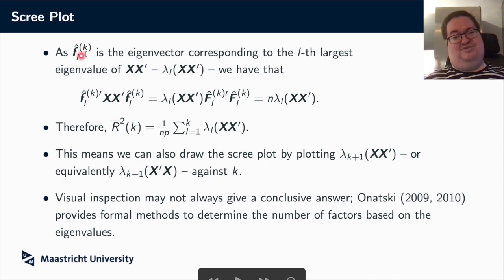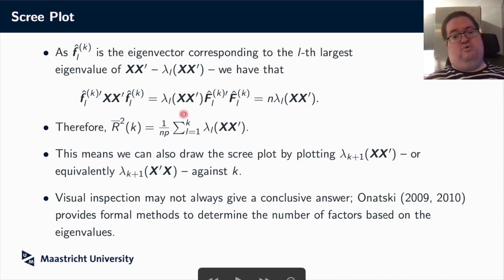Note that if you estimate your factors by principal components, the lth factor is the eigenvector corresponding to the lth largest eigenvalue. So we can replace the expression that we have in here, X prime times f, by just the eigenvalue times the factor. Note that these capital letters F here should actually be small letters. They are the same as those here. So we're just using the eigenvalue property.